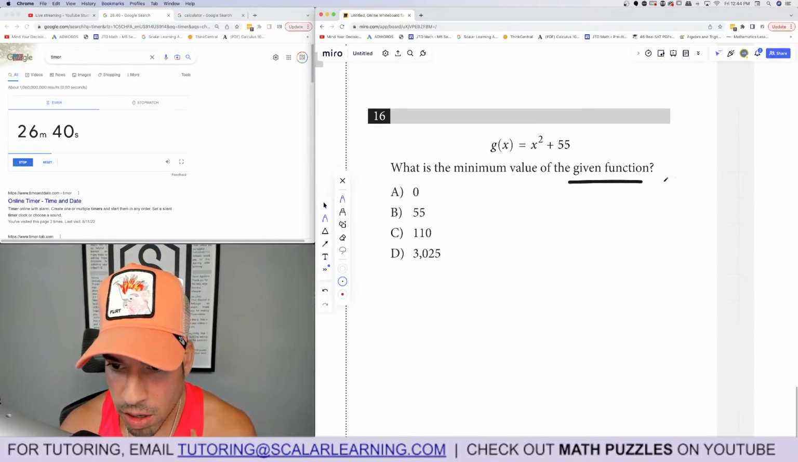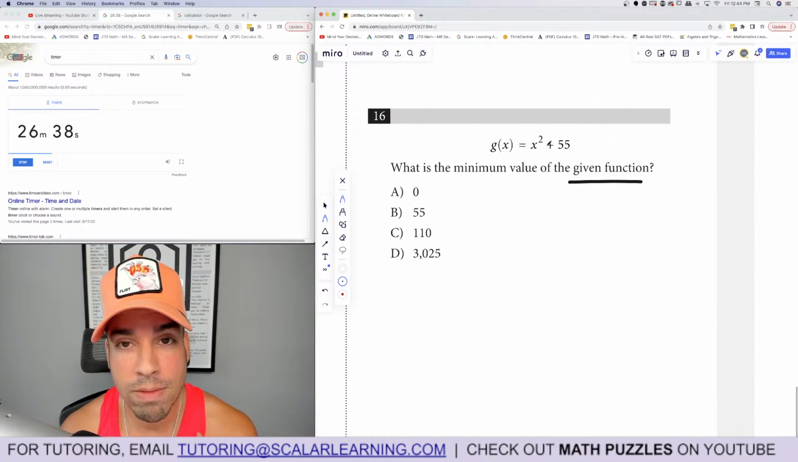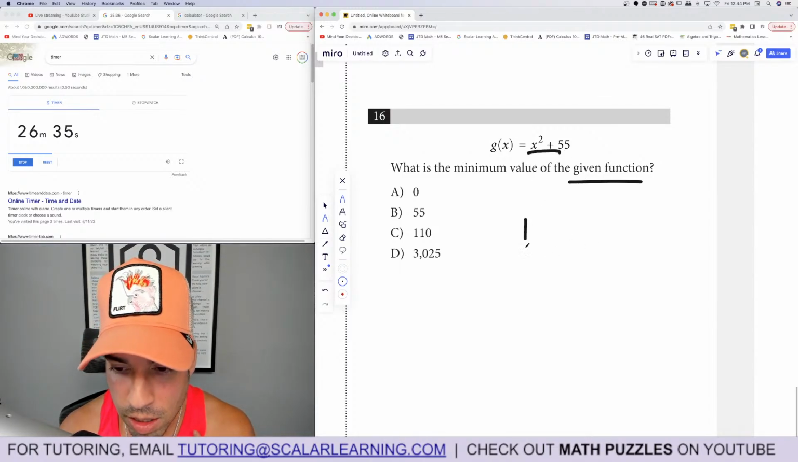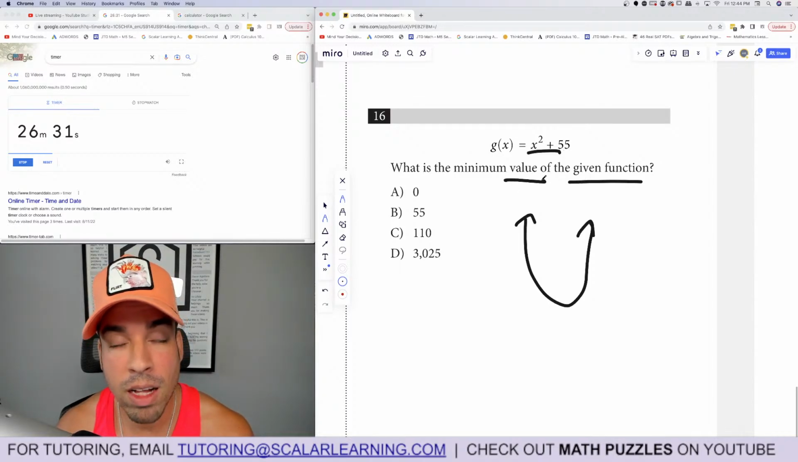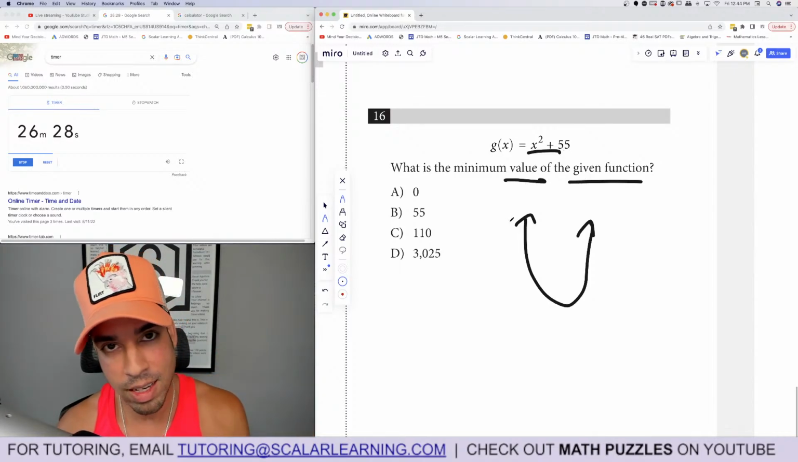16, what is the minimum value of the given function? AKA, what is the vertex? Why do I say that? Because it's a parabola and it's opening up, right? And by the way, when they say minimum value, they want the y value of the vertex, not the x value of the vertex.